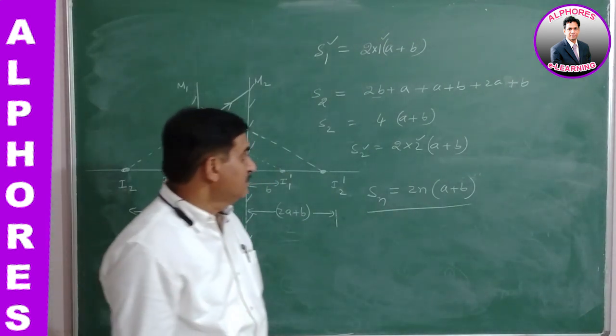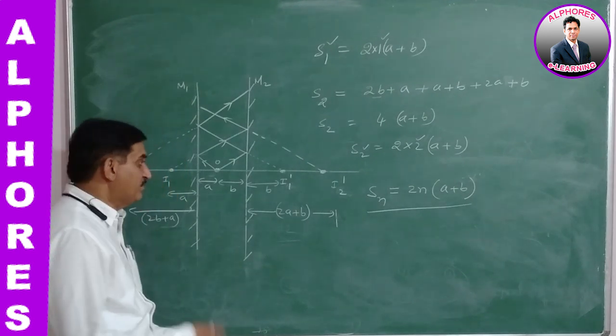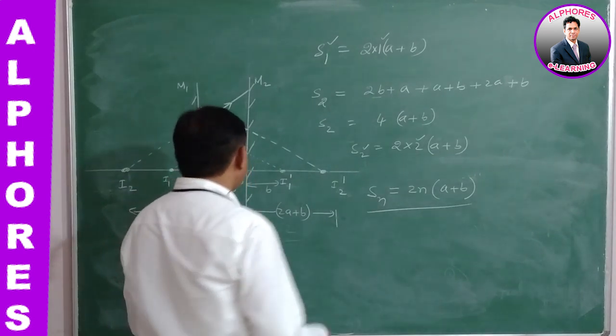So this is the separation between the nth order images formed by two plane mirrors. Okay, next.